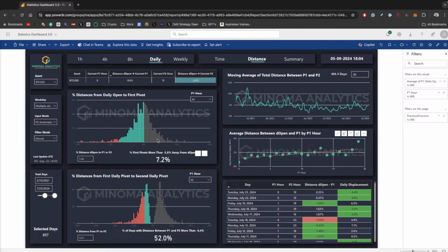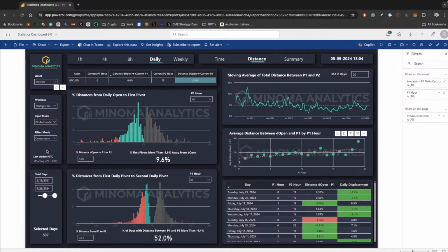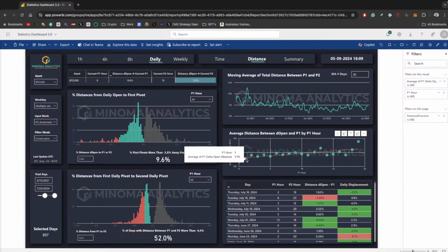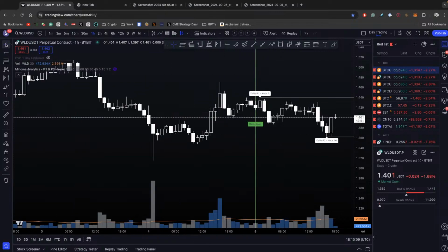Let me say this first: I cannot explain everything, it's just too much, and we don't have enough time. But conservative filter mode, and it's in the tutorials, filters out hour 0 and 1. Hour 0 and 1 get filtered out if P2 is later than hour 1. Because what you're saying is, okay, we know that if a P1 happens later in the day, it's generally going to be further away from daily open than if it happens at the start of the day.